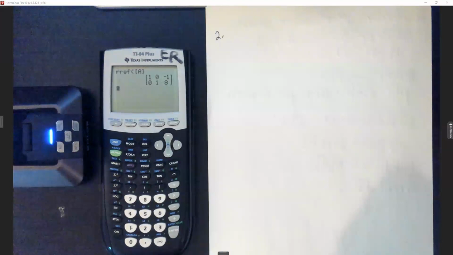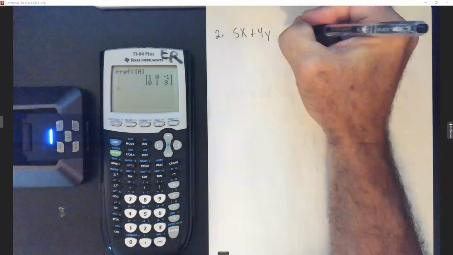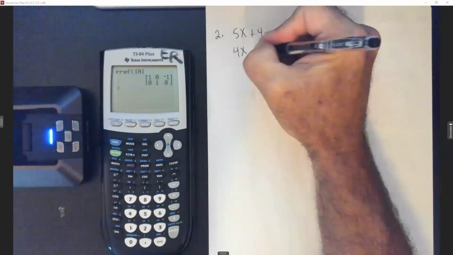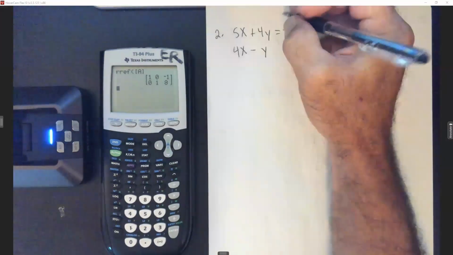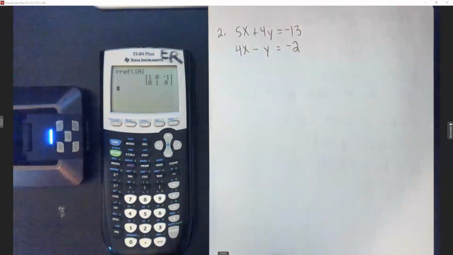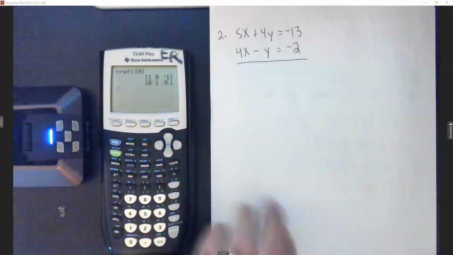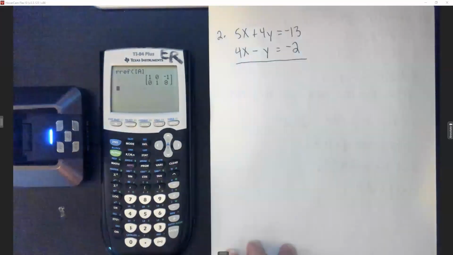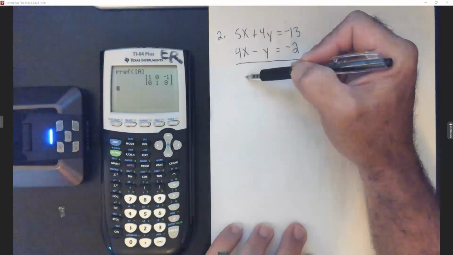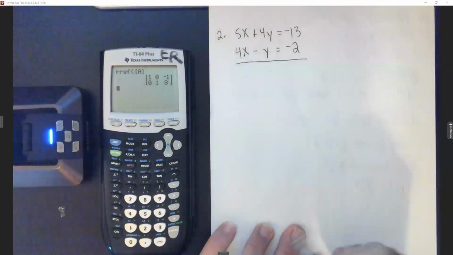5x plus 4y equals negative 13. 4x minus y equals negative 2. So that would be my little system of equations. And if you notice, if I add the 5x and the 4x, I get a 9x. If I add the 4y and the negative y, I get 3y. So I wasn't able to eliminate anything right off the bat.